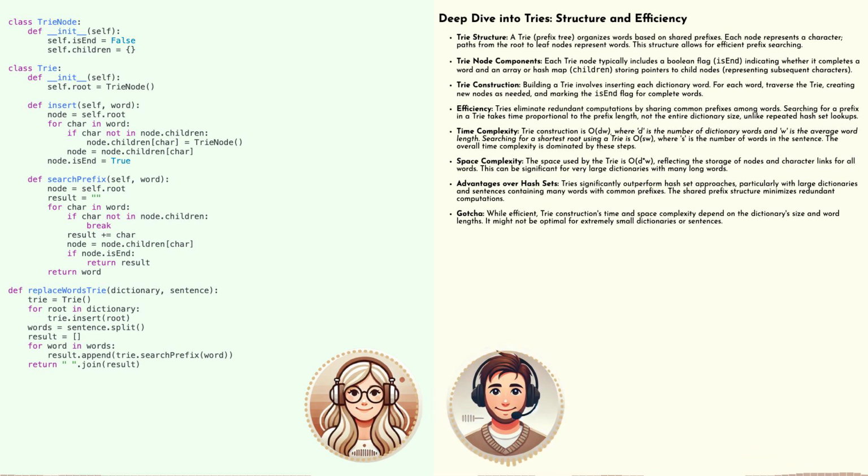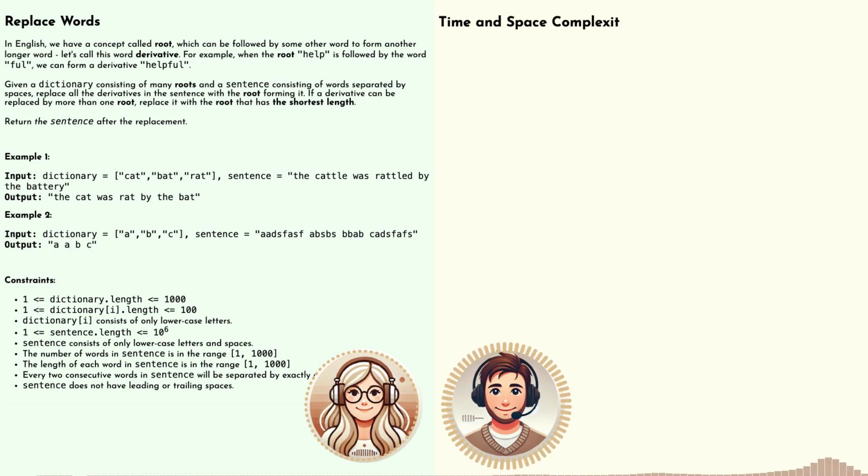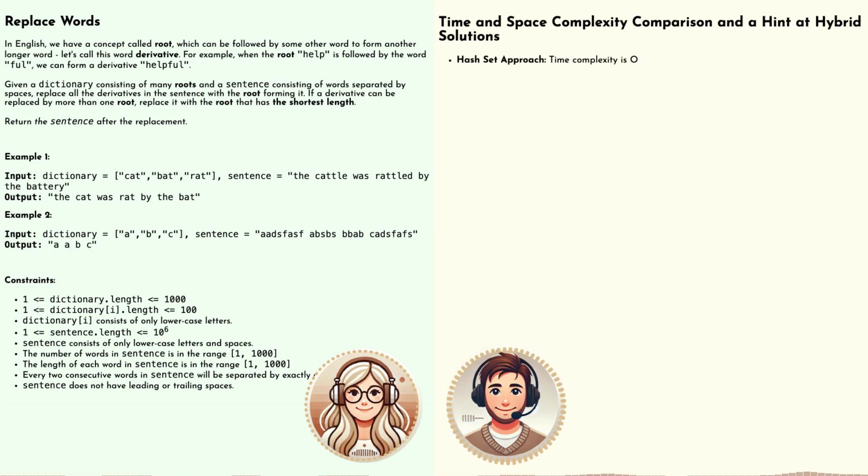Wow, so the trie itself has that shortcut built in? We don't need a separate hash set to keep track. Exactly. The trie is like a multi-tool. It does both the searching and the early exit all in one. Okay, I'm impressed. But let's talk efficiency. How does the trie approach compare to the hash set in terms of time and space complexity?